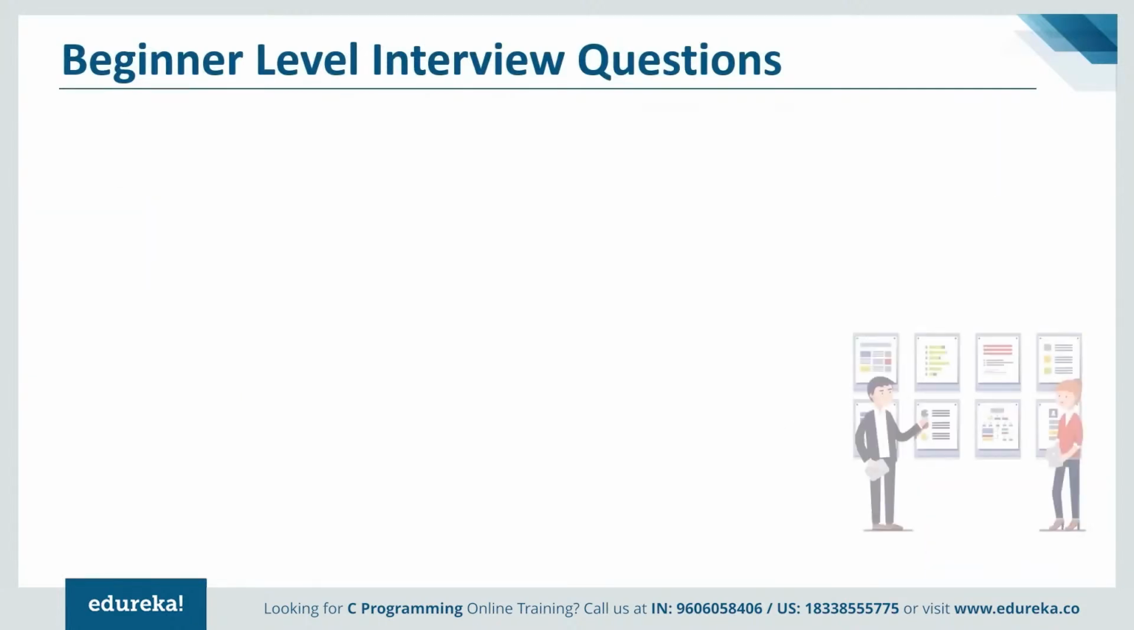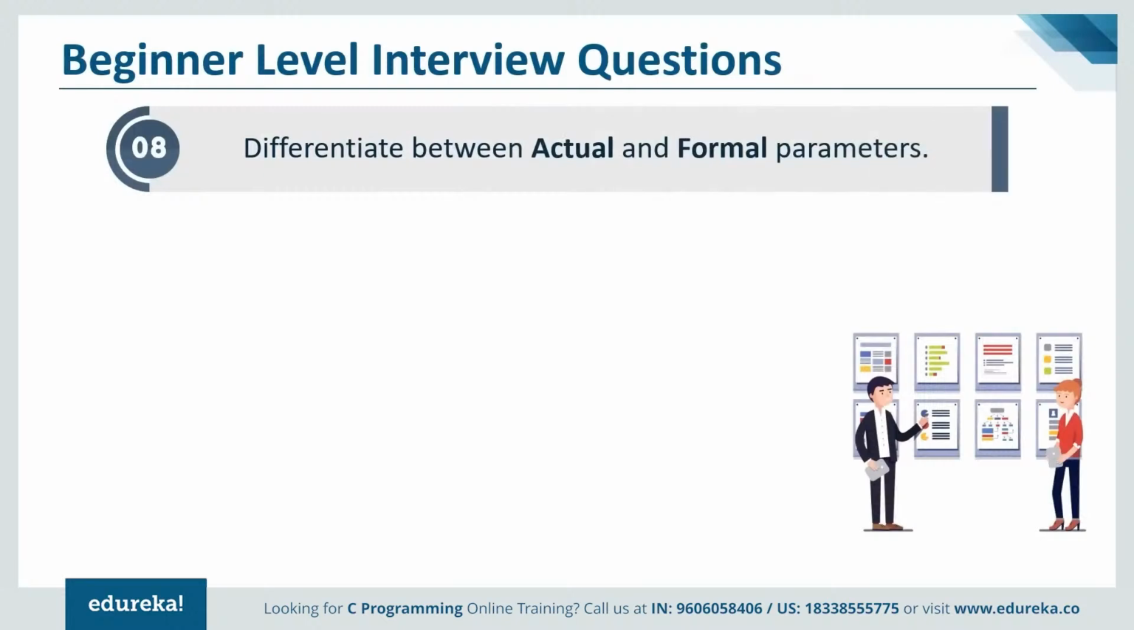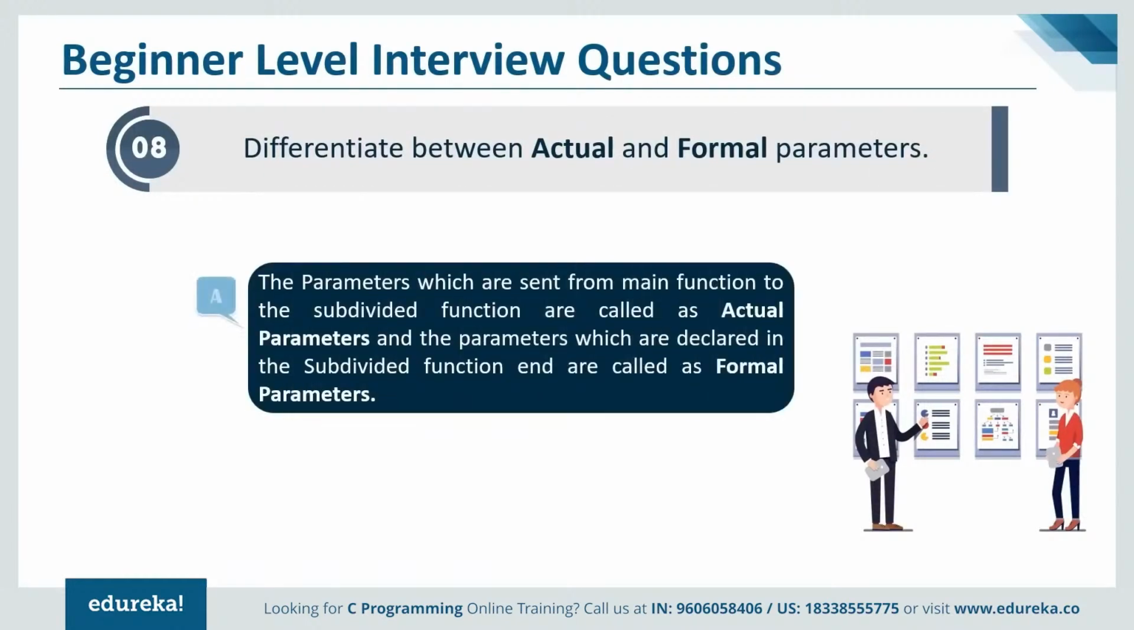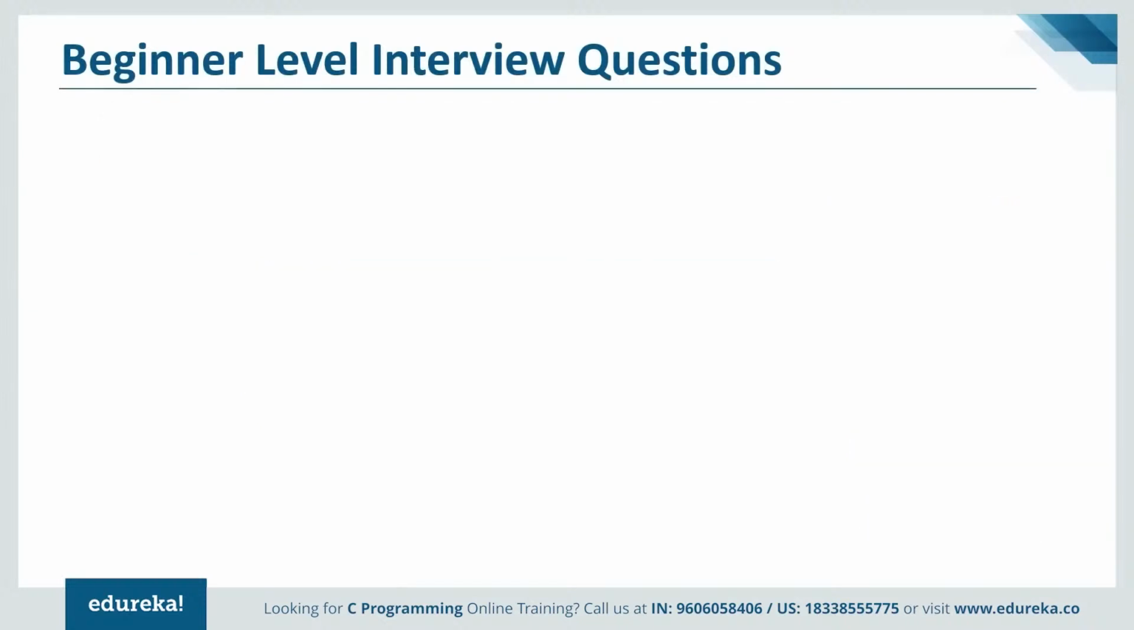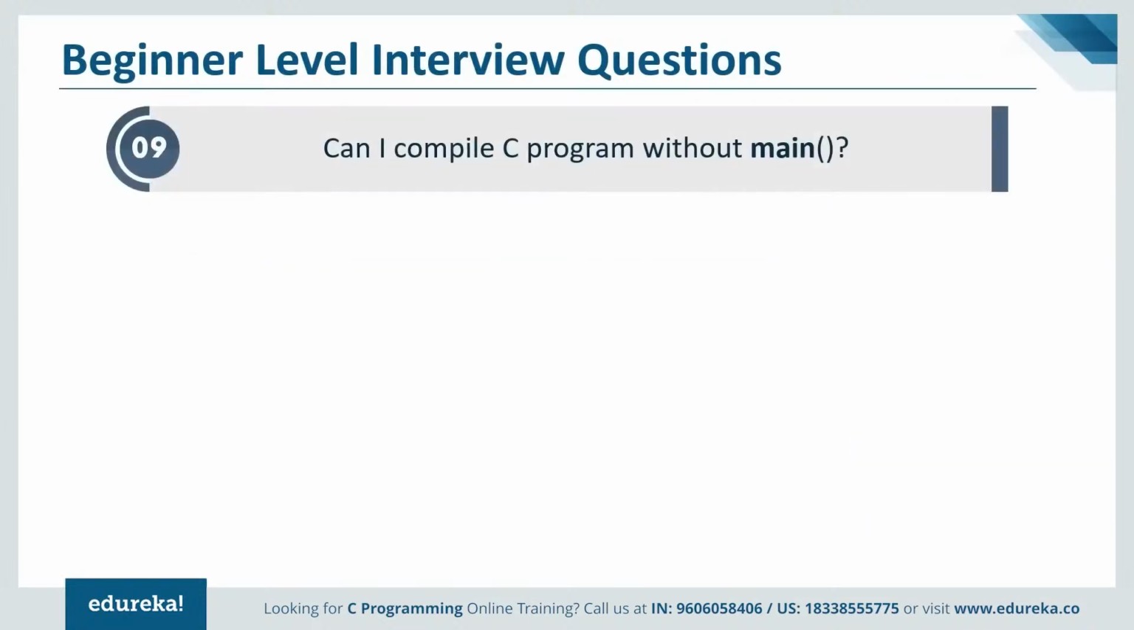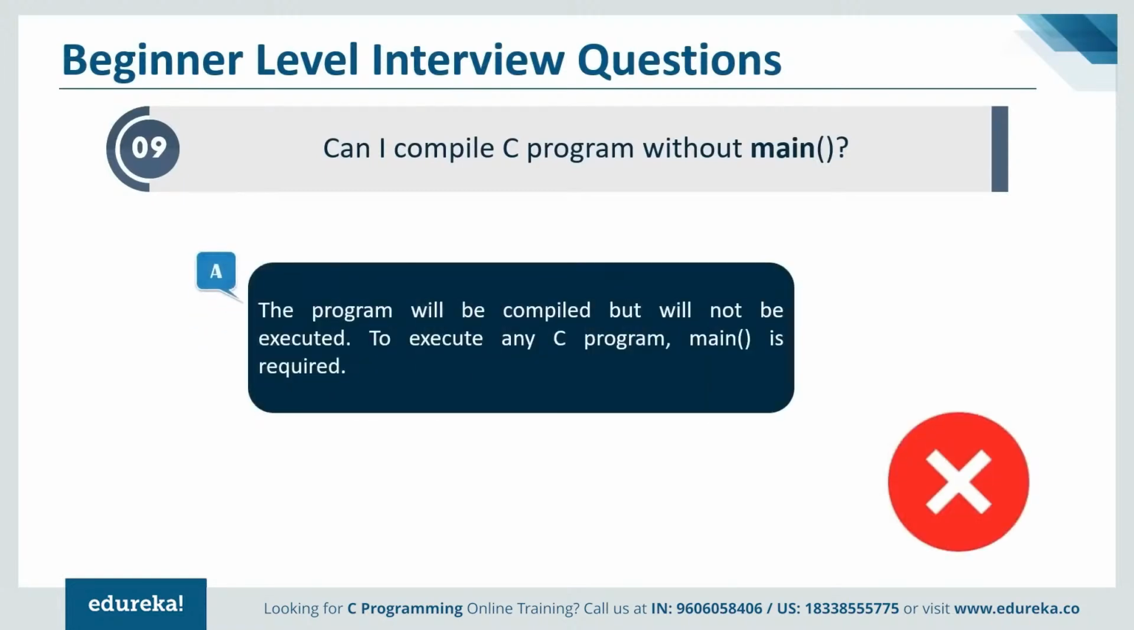Followed by this, the next question is, differentiate between actual and formal parameters? The answer for this question can be described as, the parameters which are sent from the main function to the subdivided function are the actual parameters, and the parameters which are declared inside the subdivided function are called the formal parameters. Followed by this, the next question is, can I compile a C program without main? This question is a little bit interesting, but the answer is simple. The program can be compiled, but it cannot be executed.